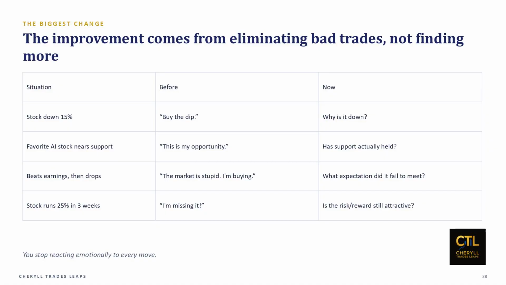You see a stock down 15%. Before, buy the dip. Now, why is it down? You see your favorite AI stock approaching support. Before, this is my opportunity. Now, has support actually held? A stock beats earnings and drops. Before, the market is stupid. I'm buying. Now, what expectation did the company fail to meet?